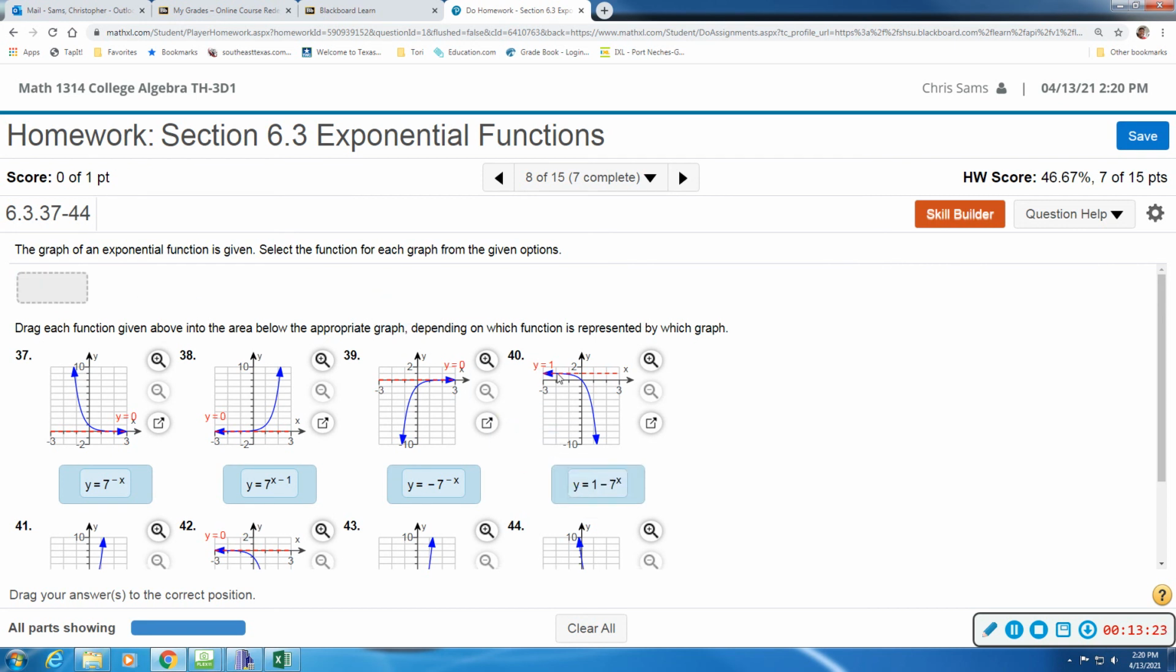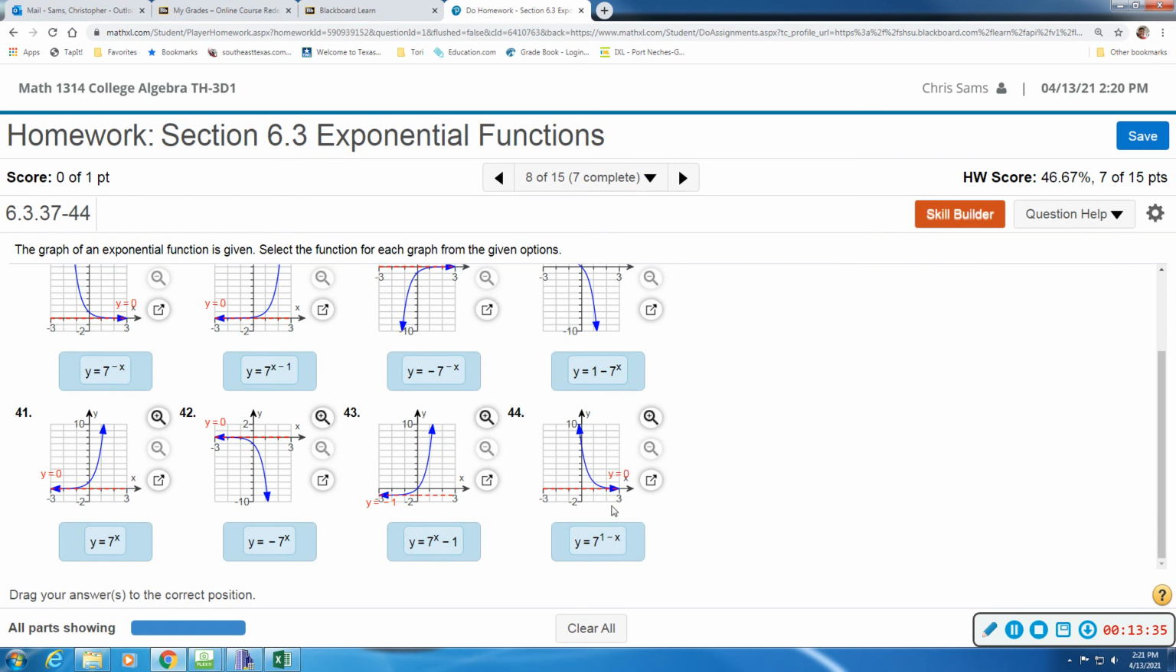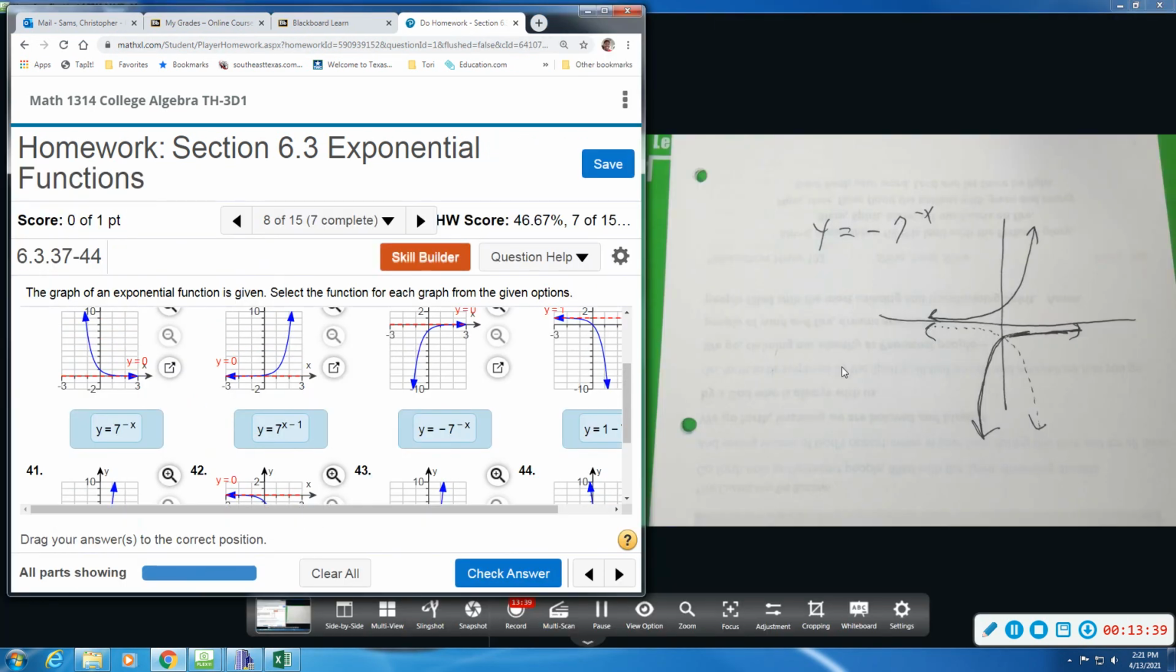So these work pretty much the same as transformations, but they're a little more of a challenge with the exponent and that negative there. But if you remember those, and I'm going to go over them a little bit, you can come up with these, and you also have the option to graph them and verify as well.